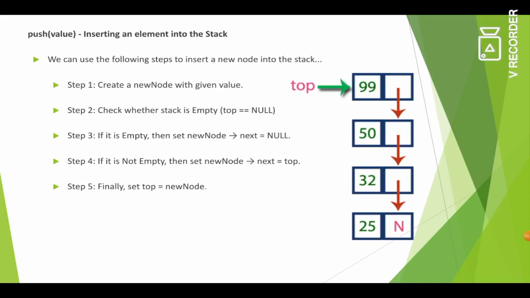If it is empty, then you can set the next part of the new node as null, because this is the only one element. That element's next part always points to null, and the topmost element is also the single element. If it is not empty, it implies that we already have some elements in the stack. So you have to set new node of next equal to top. After the insertion, you have to make the new node as top. So that is the procedure for insertion.